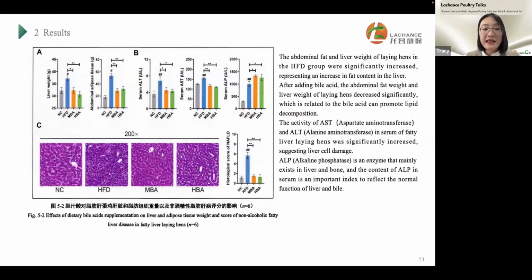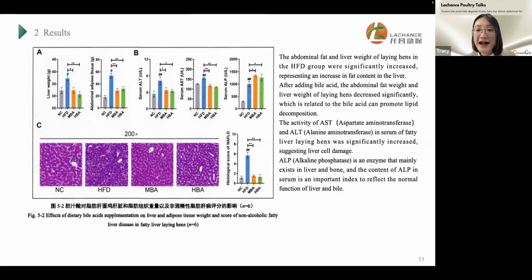And this is a result to show the effects of dietary bile acids supplementation on liver and adipose tissue weight and the score of non-alcoholic fatty liver disease in fatty liver laying hens. So from the picture, we can see that the abdominal fat and the liver weight of laying hens in the HFD group were significantly increased, representing an increase in fat content in the liver.